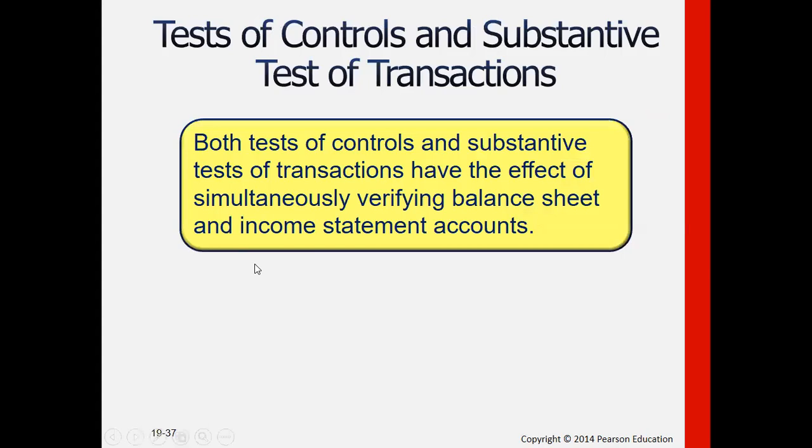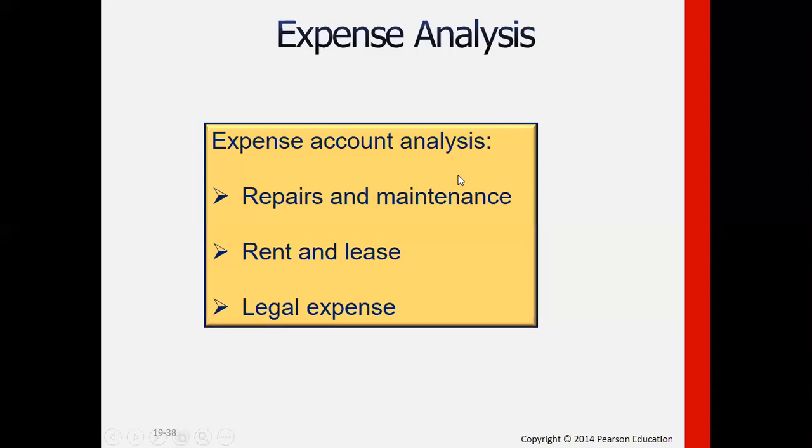Now we have to take note that both tests of controls and substantive tests of the transactions will have, under the concept of articulation, the effect of simultaneously verifying balance sheet and income statement accounts. So this is the good thing here, in that the financial statements are interconnected and interrelated with each other. Also, we can analyze expenses further, such as repairs and maintenance, because it's possible that these items should supposedly be capitalized. They are now part of repairs and maintenance. So that's the point here.